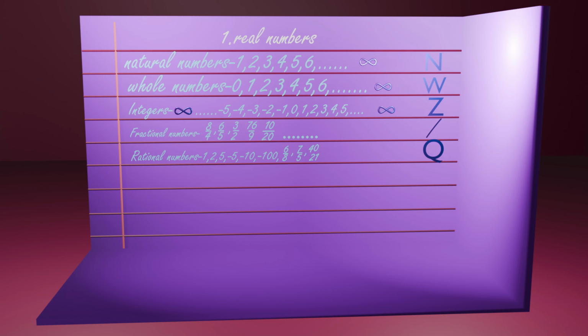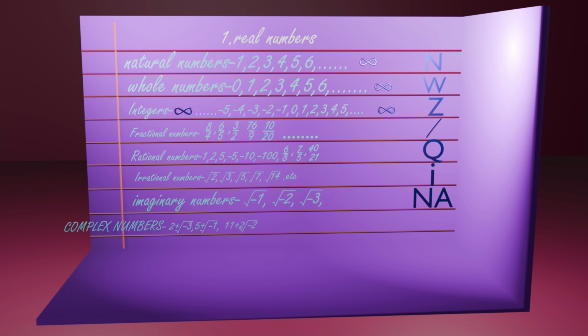We will learn more about rational and irrational numbers later in this chapter. But for now, just remember the symbol of rational number is Q and irrational number is I. We will learn about imaginary and complex number in class 11th and 12th.